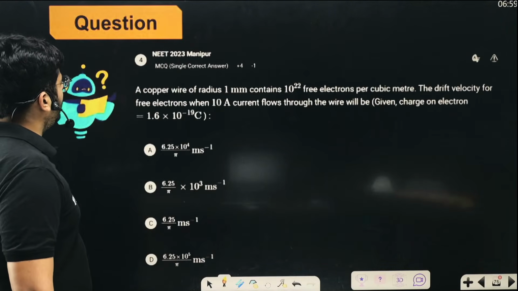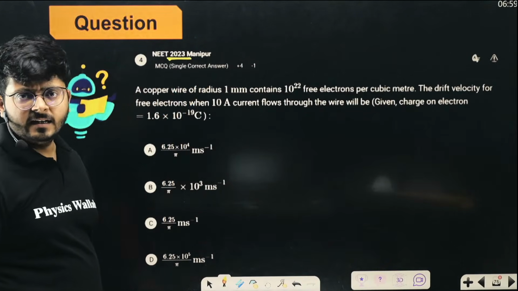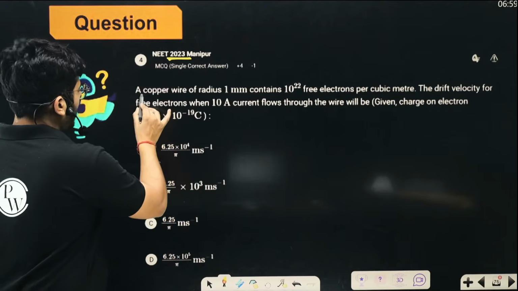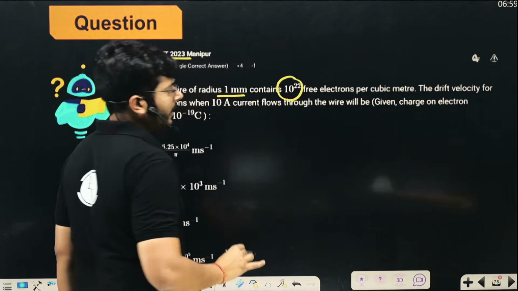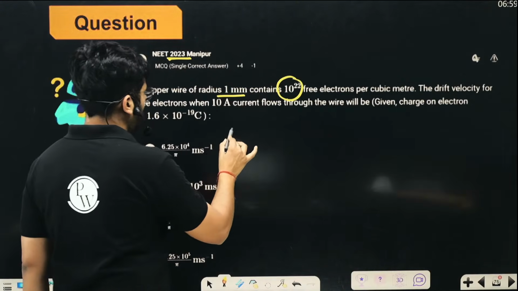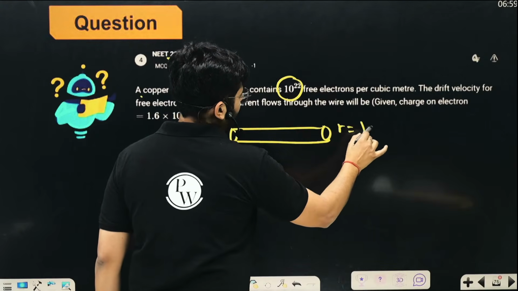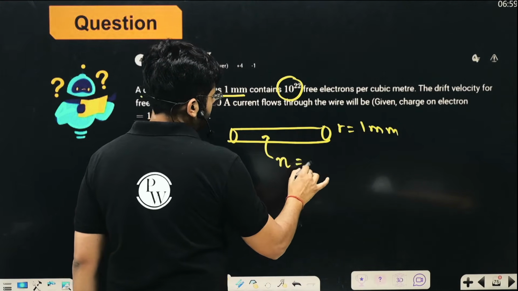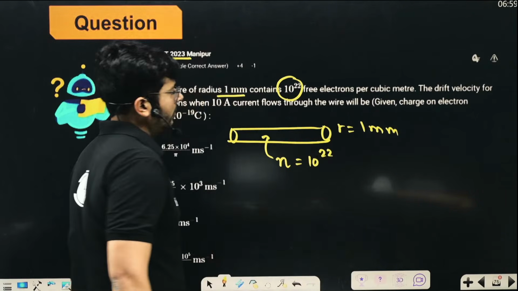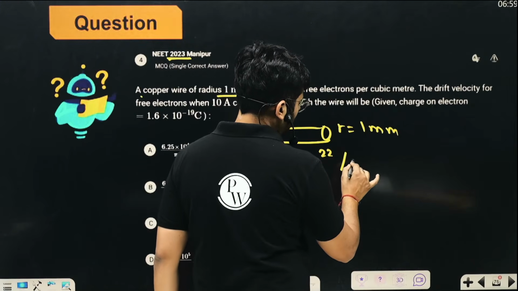Now let's talk about the next one. It is asked again in the NEET 2023, right? NEET 2023. Focus. A copper wire of radius 1 mm. It contains 10 to the power 22 free electrons. A copper wire of radius 1 mm contains how many free electrons? The number of free electrons is 10 to the power 22 free electrons per cubic meter, right? That many free electrons per cubic meter.